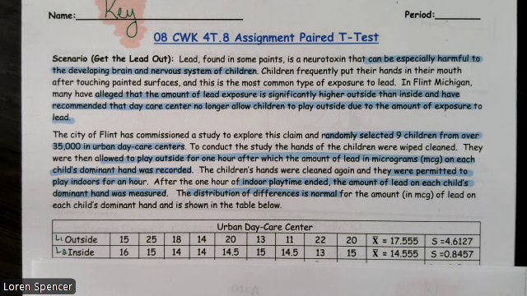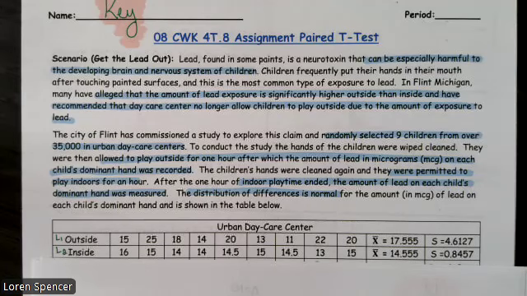Lead, found in some paints, is a neurotoxin that can be especially harmful to the developing brain and nervous system of children. Children frequently put their hands in their mouth after touching painted surfaces, and this is the most common type of exposure to lead. In Flint, Michigan, many have alleged that the amount of lead exposure is significantly higher outside than inside, and have recommended that daycare centers no longer allow children to play outside due to the amount of exposure to lead. That's pretty extreme. They're saying you're more likely to have lead poisoning outside than inside. Don't let the kids play outside.